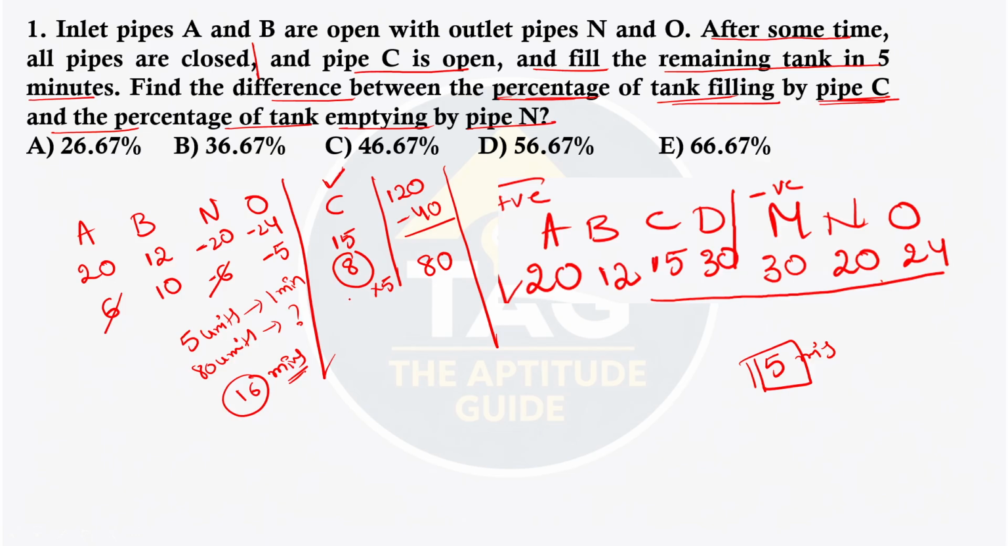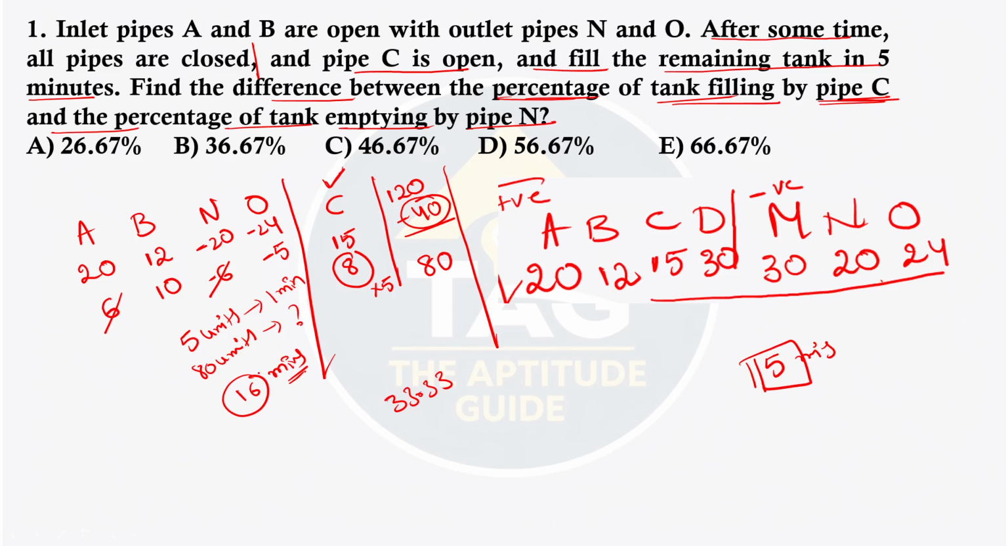So, C filled what percentage of the tank? C worked for 5 minutes. C filled 40 units out of 120. 40 units out of 120 is 33.33, 1/3. And percentage of tank emptying by pipe N.